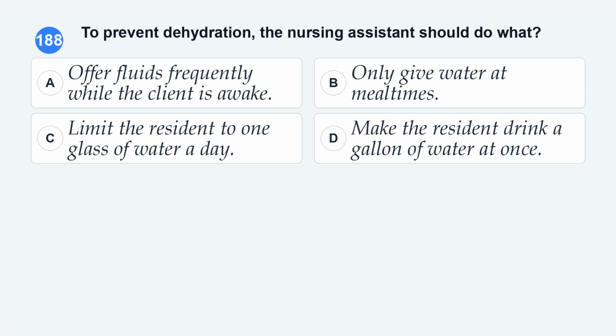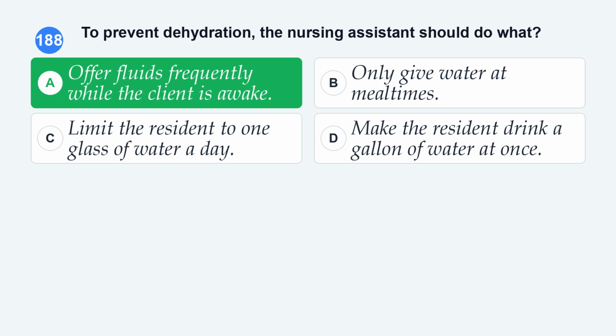Question 188. To prevent dehydration, the nursing assistant should do what? Option A. Offer fluids frequently while the client is awake. Option B. Only give water at mealtimes. Option C. Limit the resident to 1 glass of water a day. Option D. Make the resident drink a gallon of water at once.